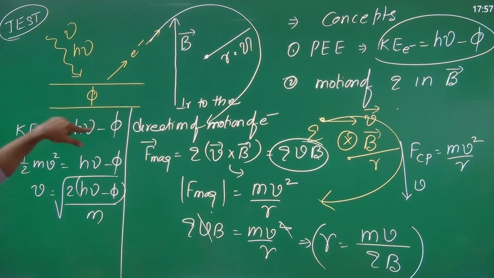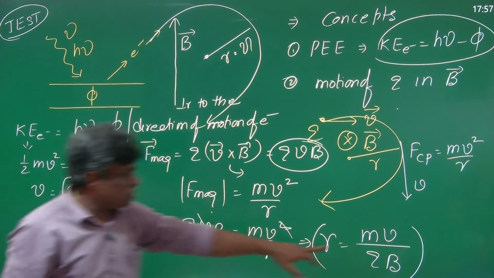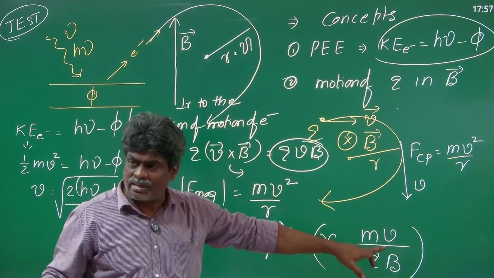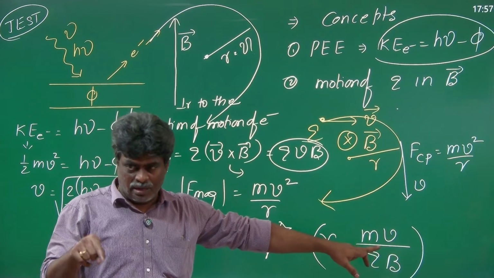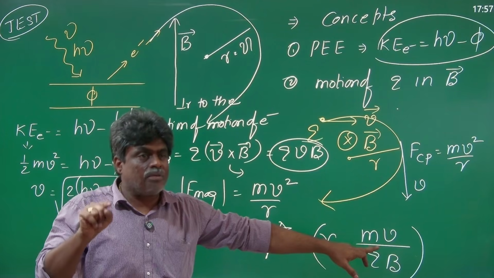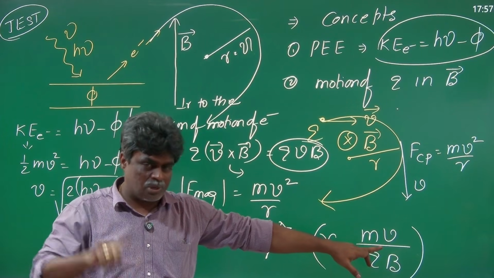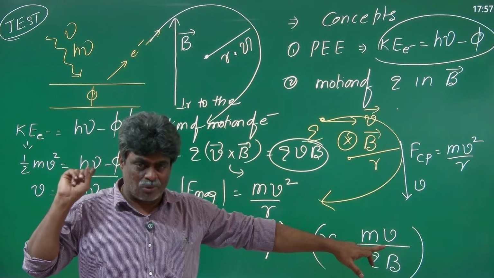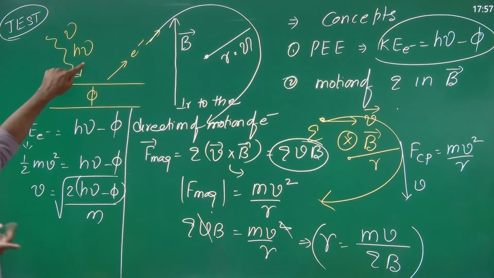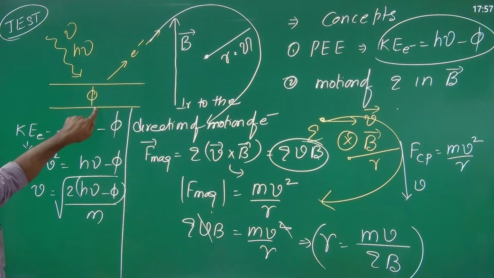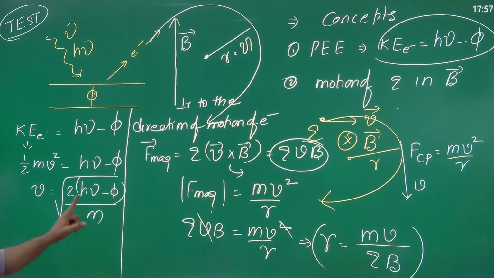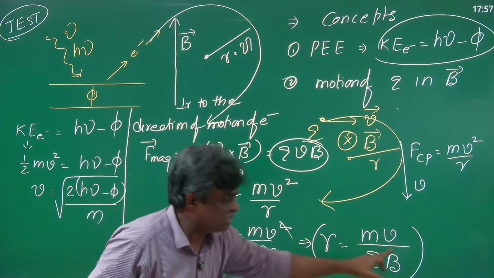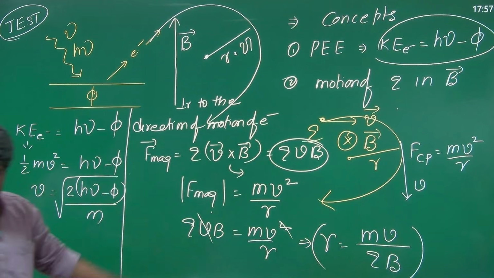See all of you. Sir, why do I have to substitute velocity, sir? I got the answer radius equals mv by qB. Just now I said one thing: always your answer must be in terms of given quantities in the question. What is given? h nu is given. Phi is given. So your answer must be in terms of those only. So immediately you have to convert the velocity term.